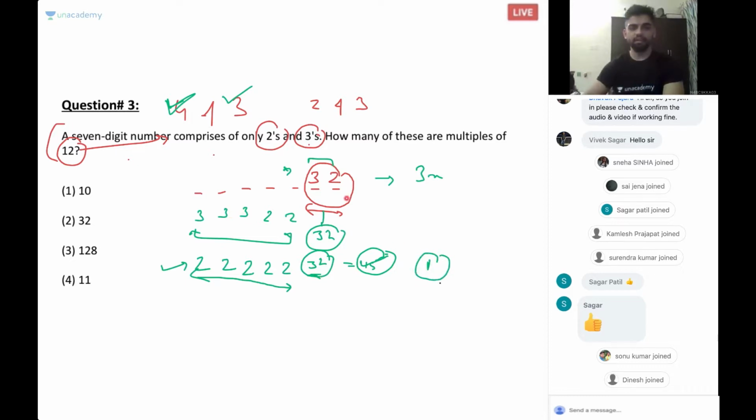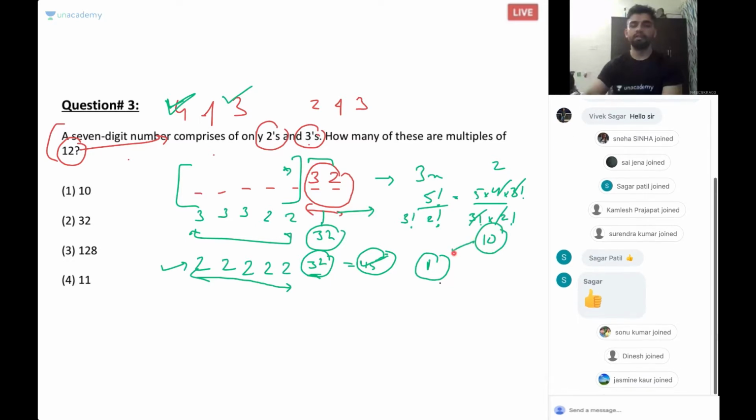And in this case, how many cases are possible? 3 3s and 2 2s have to be here in the first 5 positions. Possible in how many ways? 5 factorial upon 3 factorial into 2 factorial. This becomes 5 into 4 into 3 factorial upon 3 factorial into 2 factorial. 3 factorial cancels. This becomes 10. So in total, how many cases do I have? 10 plus 1, 11 cases.